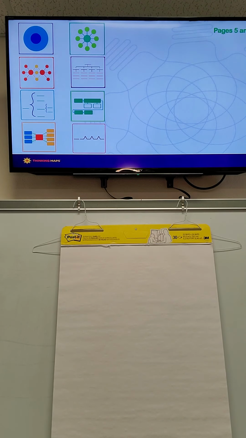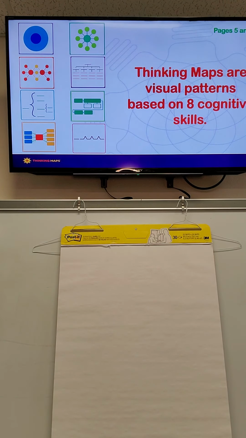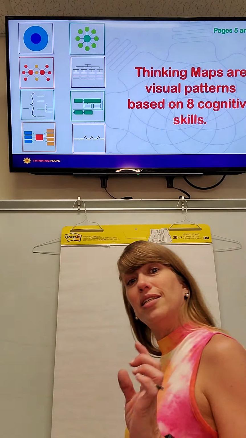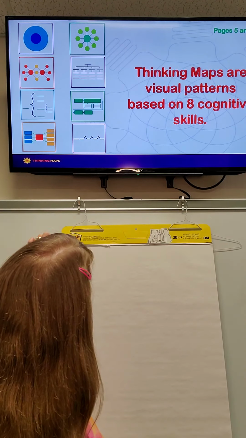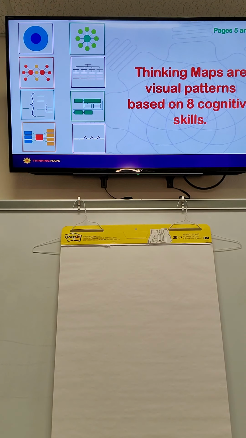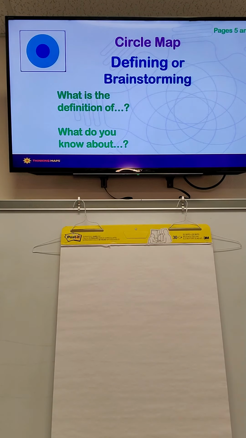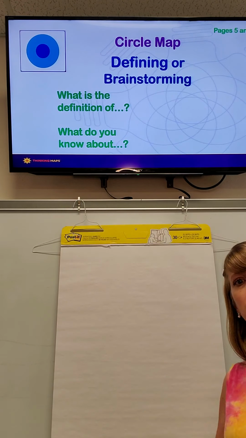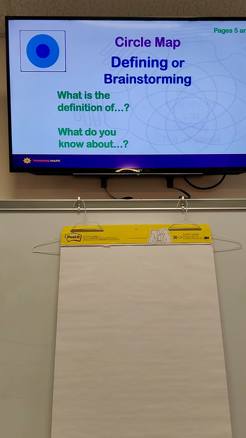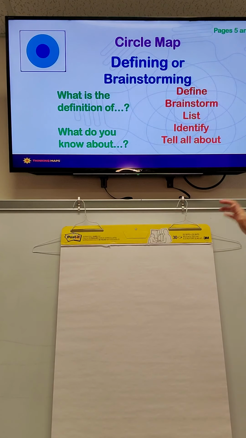Now, let's talk about thinking maps are visual patterns based on 8 cognitive skills. Now, we already said that, right? Remember I mentioned the 8 cognitive skills? Surprisingly enough, all 8 cognitive skills match up to one map. And we're going to talk about those as we go. So let's talk about the circle map. Now, circle map is used for defining or brainstorming. You might ask the question, what's the definition of this? Or tell me everything you know about this. These are great things to use circle maps for. Anytime you are defining, brainstorming, listing, identifying, telling all about, kind of sounds like our Bloom stuff, right? Yeah, it all depends on the verb you are using.